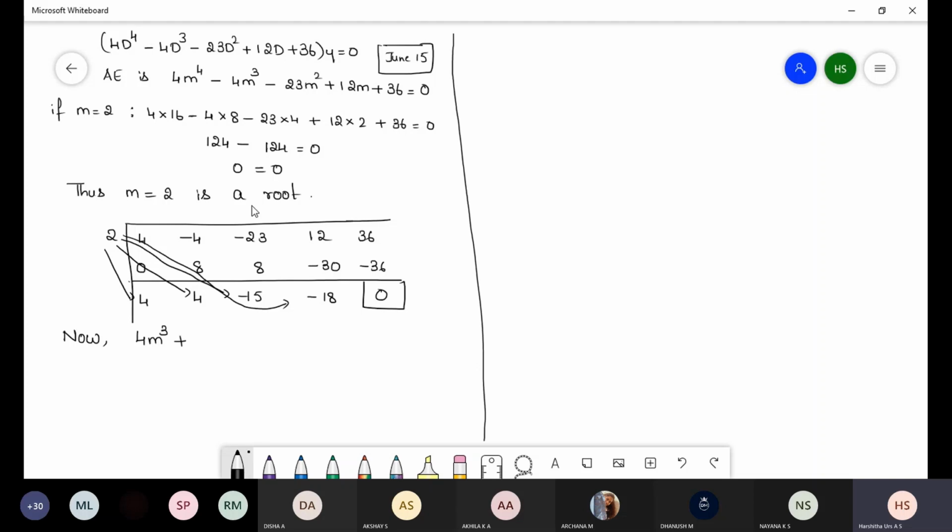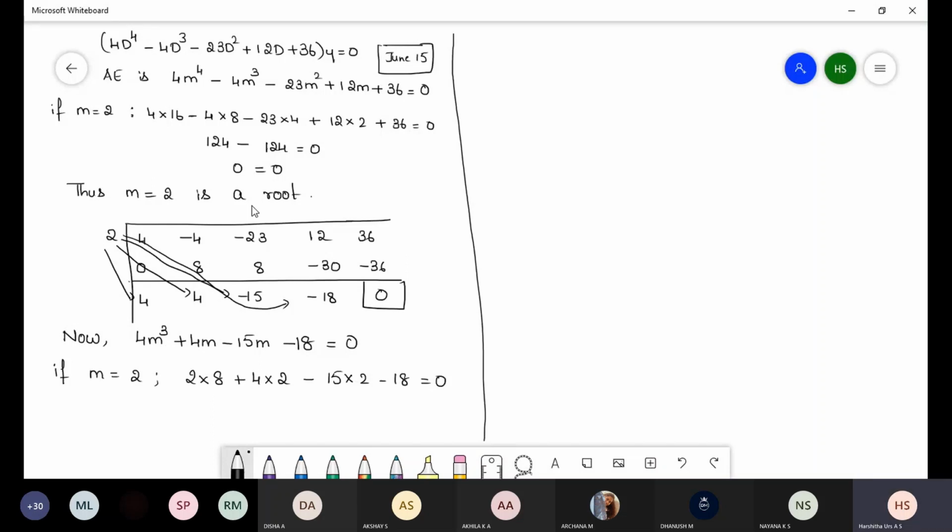4m cube plus 4m square minus 15m minus 18 is equal to 0. Here also again we have to use the trial and error method. If m is equal to 1, 4 plus 4 is 8, again minus 15 minus 18 means it will become minus 21. So let us start with 2. 2 into 2 cube means 8 plus 4 into 2 square minus 15 into 2 minus 18 is equal to 0.